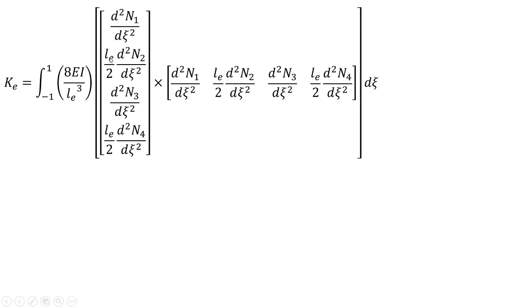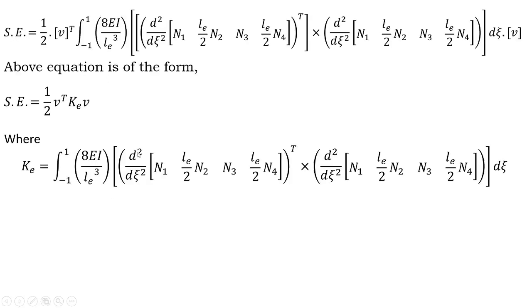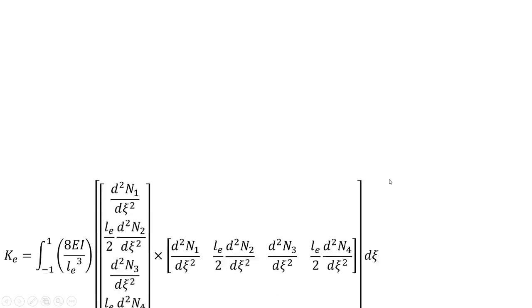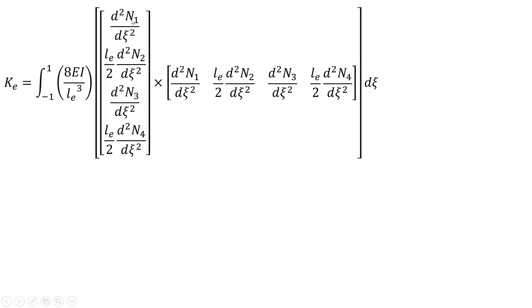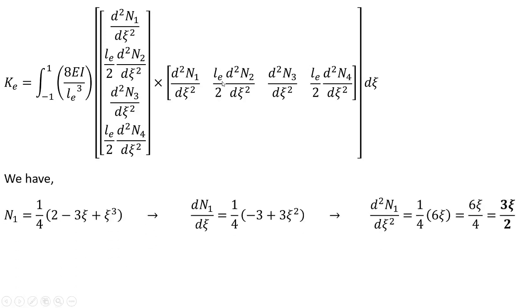Meanwhile I'll also take d square divided by d zeta square multiplied with all 4 terms. So d square n1 divided by d zeta square, le by 2 constant outside, d square n2 divided by d zeta square, then d square n3 divided by d zeta square, then le by 2 constant outside, d square n4 divided by d zeta square, converted into a column. After taking d square divided by d zeta square inside this matrix, these are the 4 terms I am going to get. Now I need to do the matrix multiplication here.